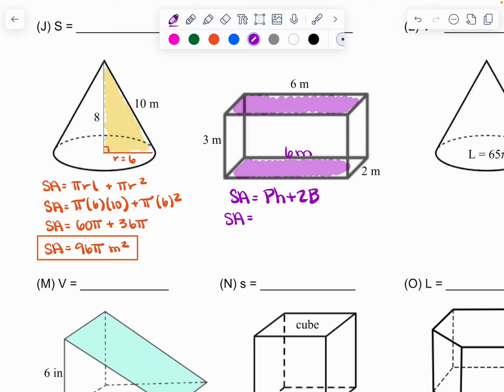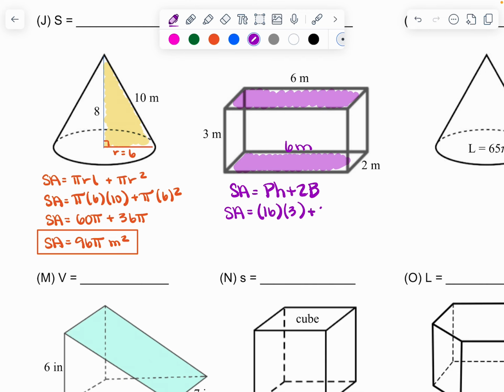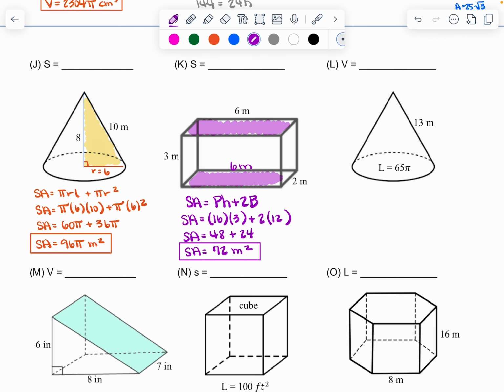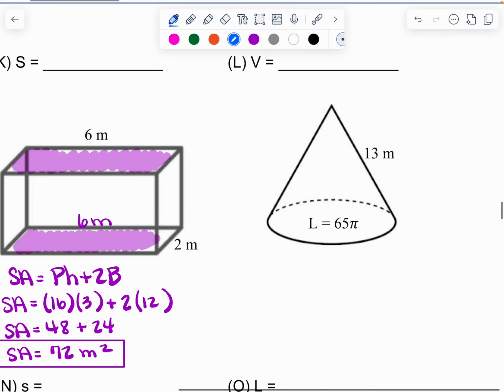So if I'm using those as the bases, this is also 6 meters. So my bases are 2 plus 6 plus 2 plus 6, which is going to give me a perimeter of 16, which means the height of my prism is going to be the 3 meters, the distance between my two bases. And then, of course, the area of my bases are each 12. And voila, that's going to give me 48 plus 24, which is going to give me 72 square meters. So there you go. I kind of feel like they're getting easier, a little quicker as we go.